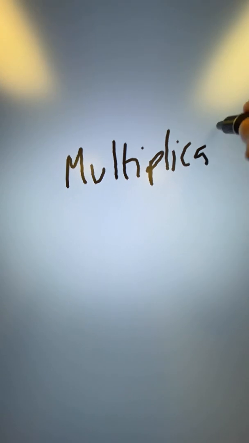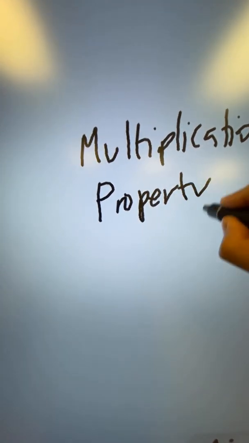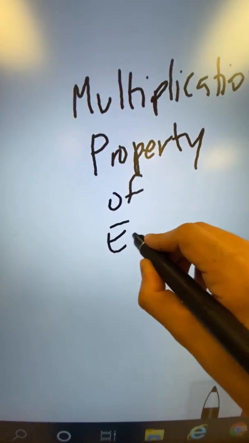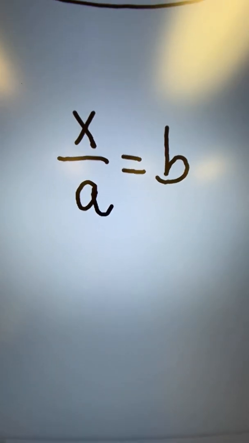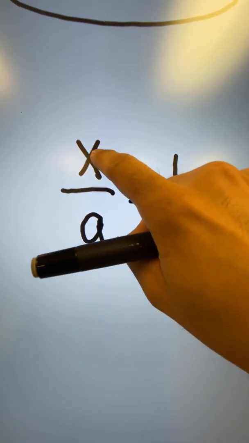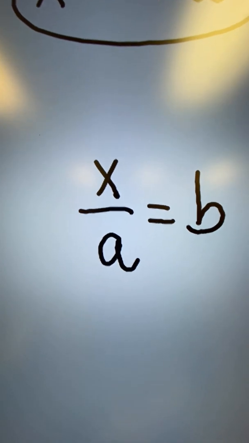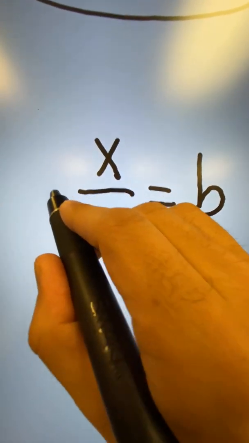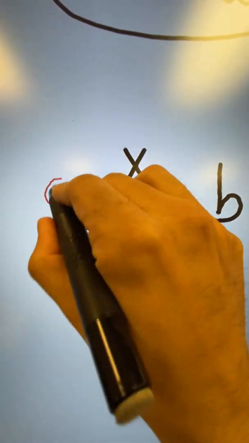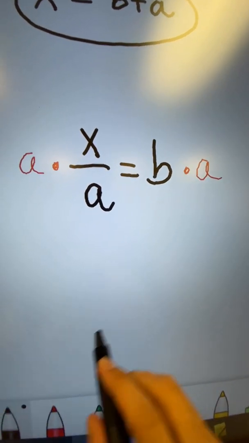In this next example, I'm going to show you the multiplication property of equality. In this next example, we have the term x divided by a, and you can see here opposite. Ask yourself, what is the opposite of dividing by a? Opposite of dividing by a is to multiply. So I'm going to multiply by a to both sides here. Always do the same thing to both sides to balance the equation.